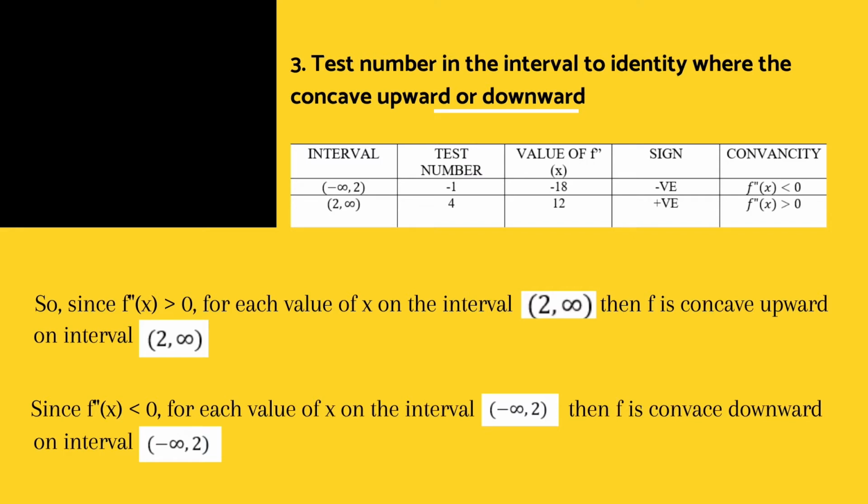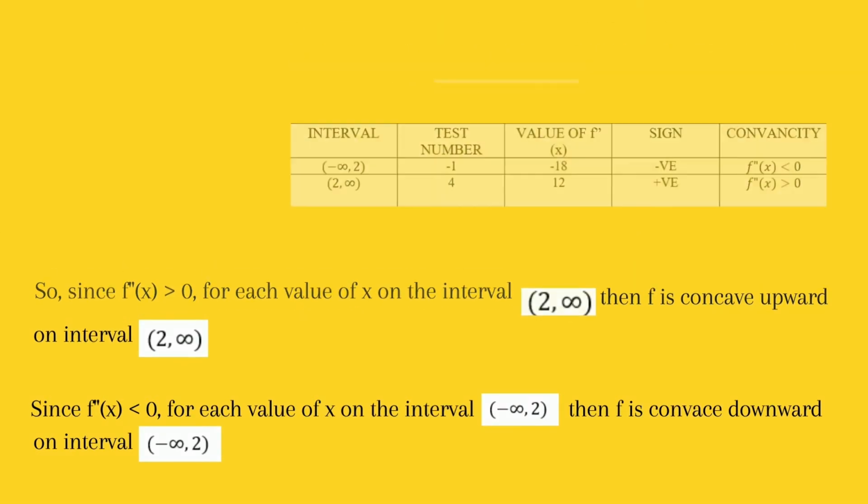After getting all the values and signs, we can say that since f''(x) is more than 0 for each value of x on the interval 2 to positive infinity, then f is concave upward on the interval 2 to positive infinity. Meanwhile, since f''(x) is less than 0 for each value of x on the interval negative infinity to 2, then f is concave downward on the interval negative infinity to 2.